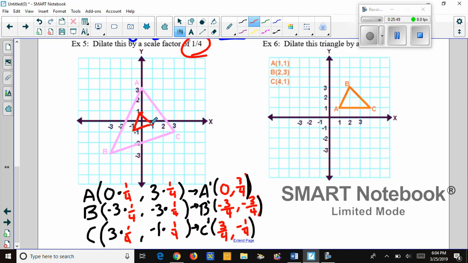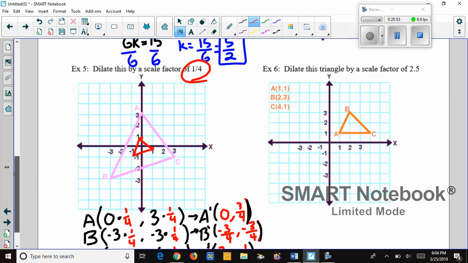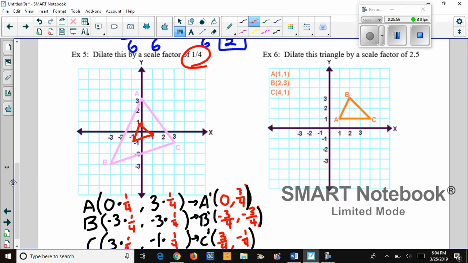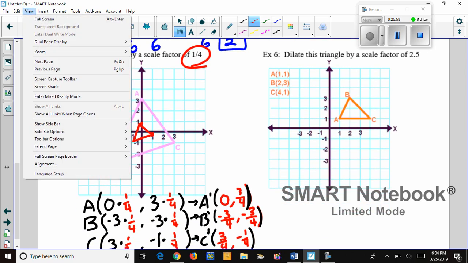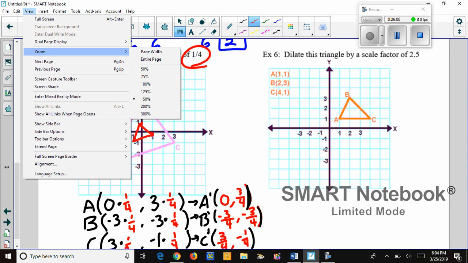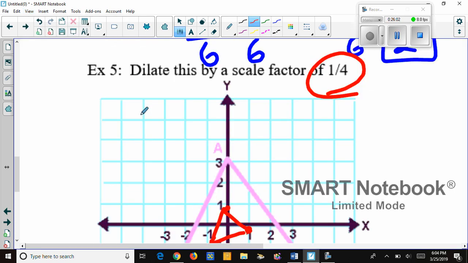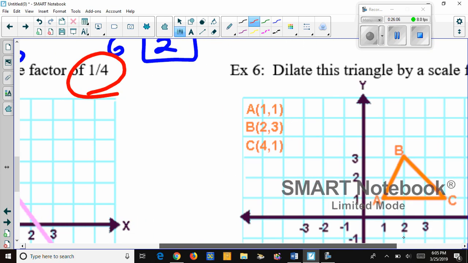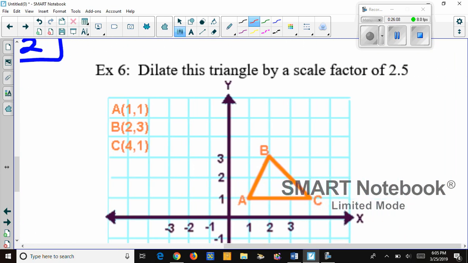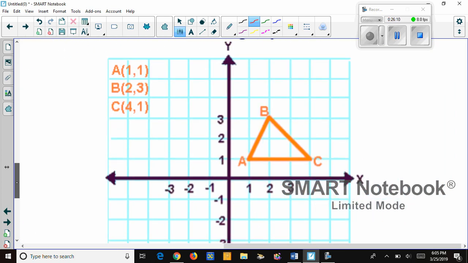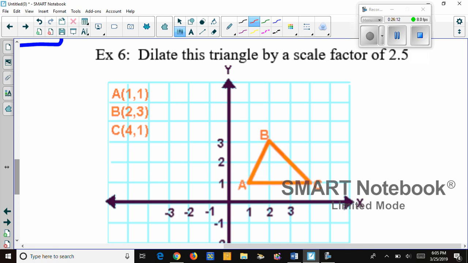Let's do this one more time with example 6. And for example 6, I'm going to zoom in a little bit so that we can do it all just on that graph. So here we go. And I'm trying to avoid that thing on my screen. Okay. We want to dilate this triangle by a scale factor of 2.5.